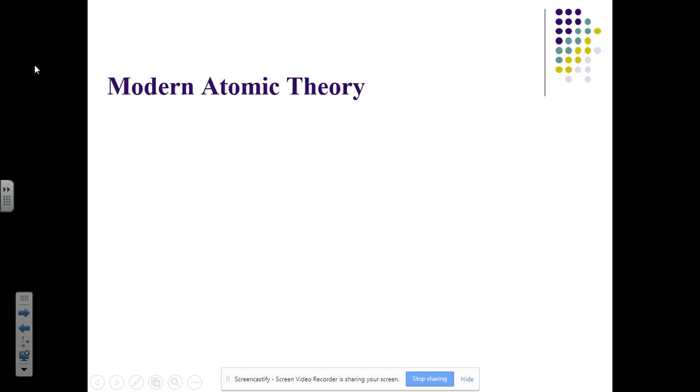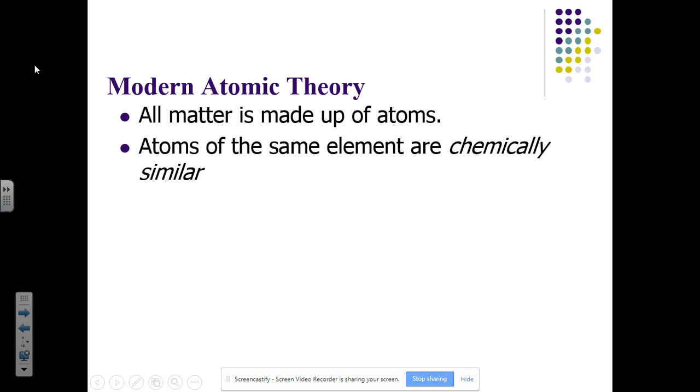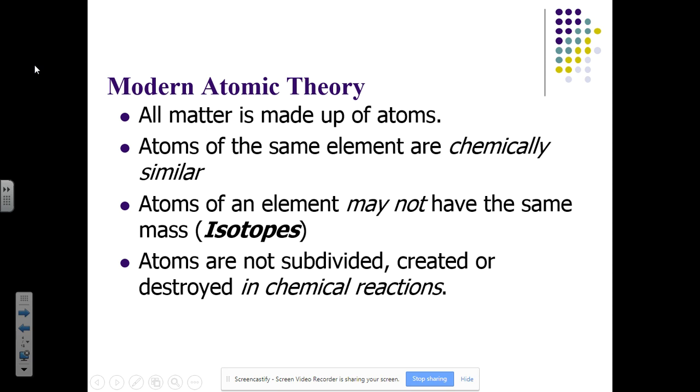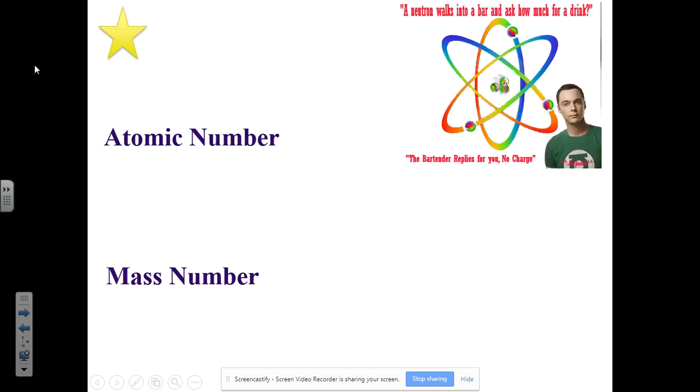This gives us the modern atomic theory. The modern atomic theory says that all matter is made up of atoms. So Dalton was correct about that. Atoms of the same element are chemically similar. So we know now that there are some differences between them, such as a situation where we have isotopes. So atoms of the same element may not have the same mass. And atoms are not subdivided, created, or destroyed in chemical reactions. However, they can be subdivided, created, or destroyed in nuclear reactions.